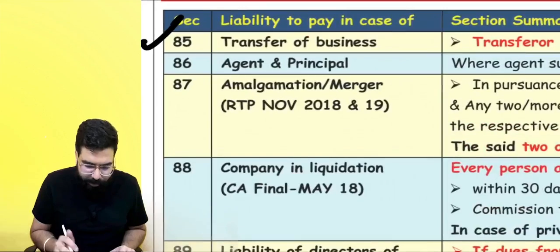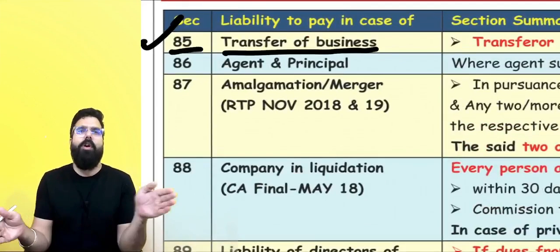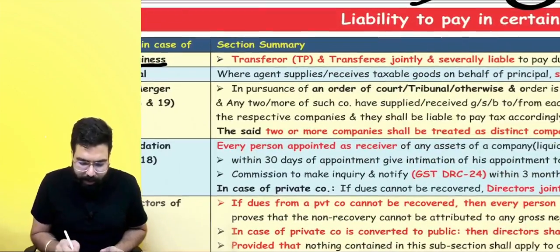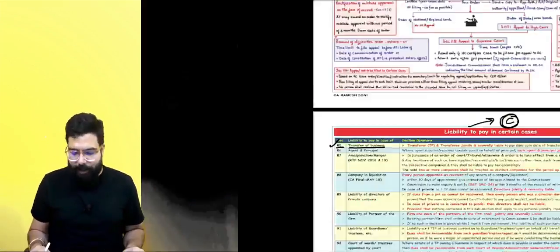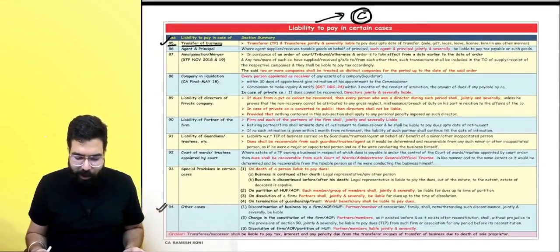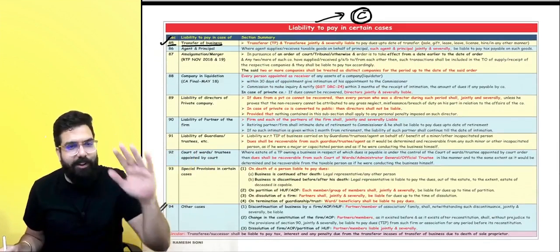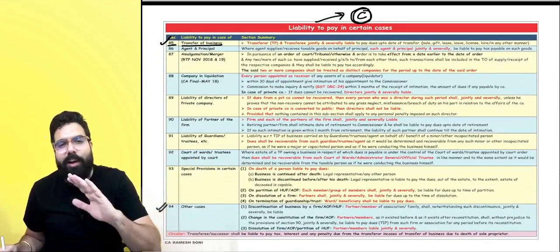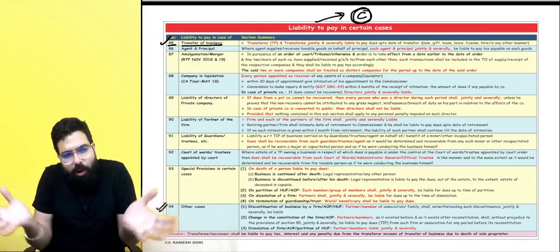The first one says section number 85, transfer of business. So if one person has transferred a business to another, then who shall be liable to pay the dues? This chapter just talks about liability to pay in certain cases. This chapter does not come in any linking everyone, so I'll not be talking about any linking. It is a chapter which is to be known overall.